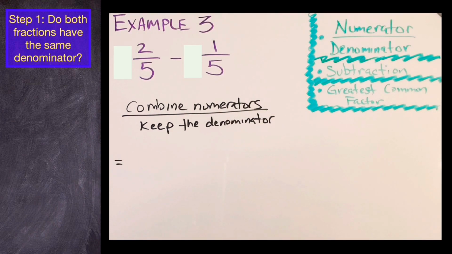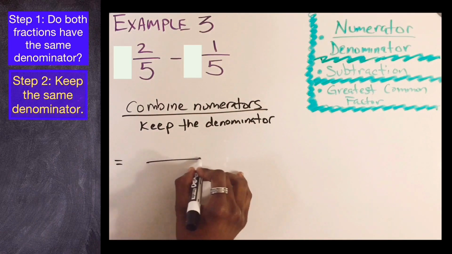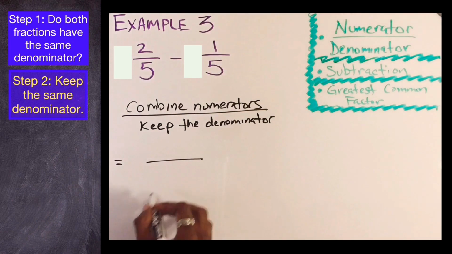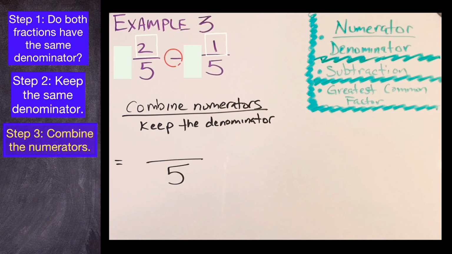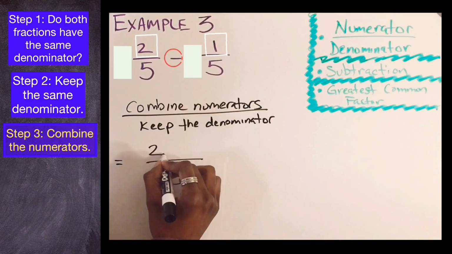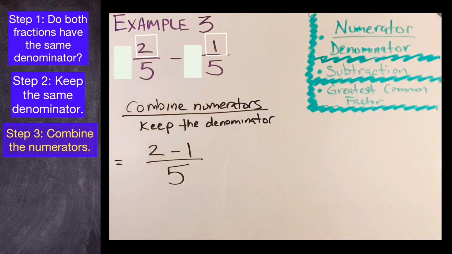Next step, let's keep our same denominator. We're going to make our fraction line. We'll put a 5 underneath because that is our denominator that's shared in both fractions. And then we'll move on to step number 3, is to combine the numerators. So we're going to write 2 minus 1, just like we see it in our example.